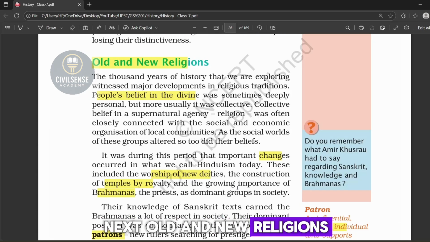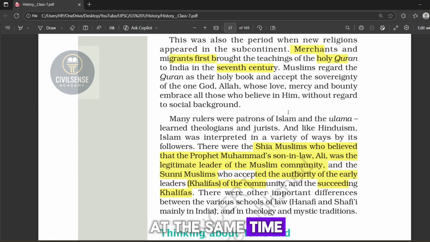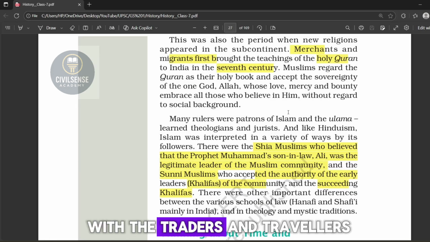Next, old and new religions. Religion also changed a lot in these 1000 years. In Hinduism, new deities were worshipped, temples were built and Brahmanas gained power due to their knowledge of Sanskrit. But there was also a new spiritual idea, that is bhakti, the idea of personal devotion to God without priests or rituals. At the same time, Islam came to India in the 7th century with traders and travelers.